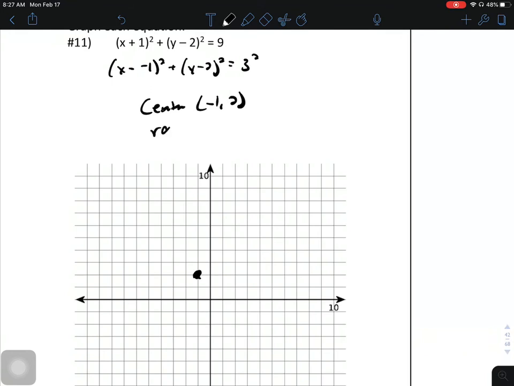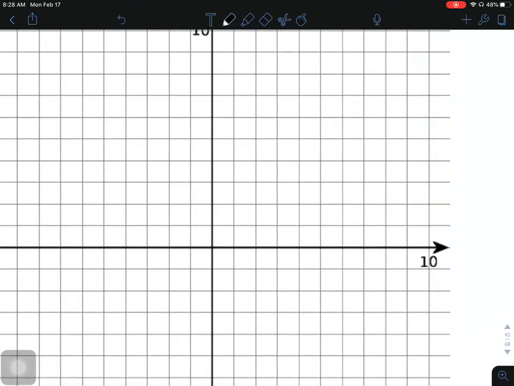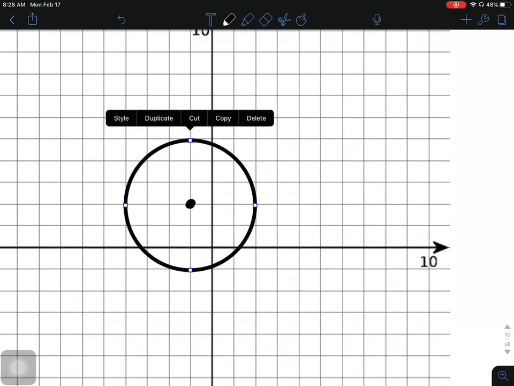And the radius is the square root of 9. Or you could say it's the square root of 3 squared. Either way, it's going to be 3. Now I can do this in a magical way. You can't. So my magical way is I can just draw this circle and then I can extend it 3 units to the left, right, up and down. And I could say the radius is 3 and the center is at -1, 2.